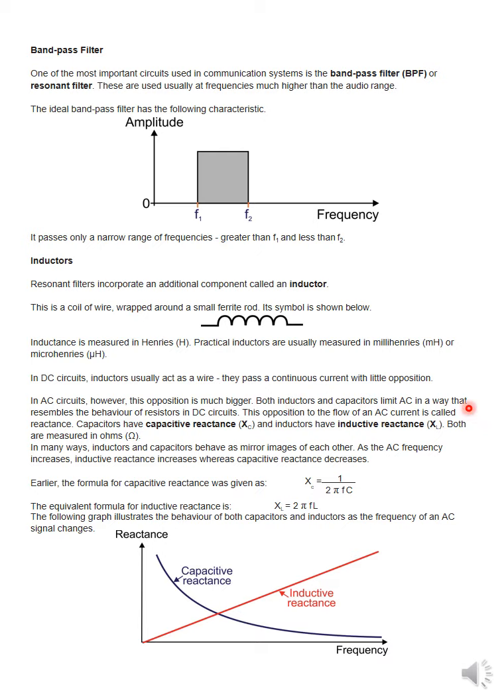Both inductors and capacitors limit AC in a way that resembles the behavior of resistance in DC circuits. The opposition to the flow of an AC current is called reactance. Capacitors have capacitive reactance and inductors have inductive reactance. Both are measured in ohms.